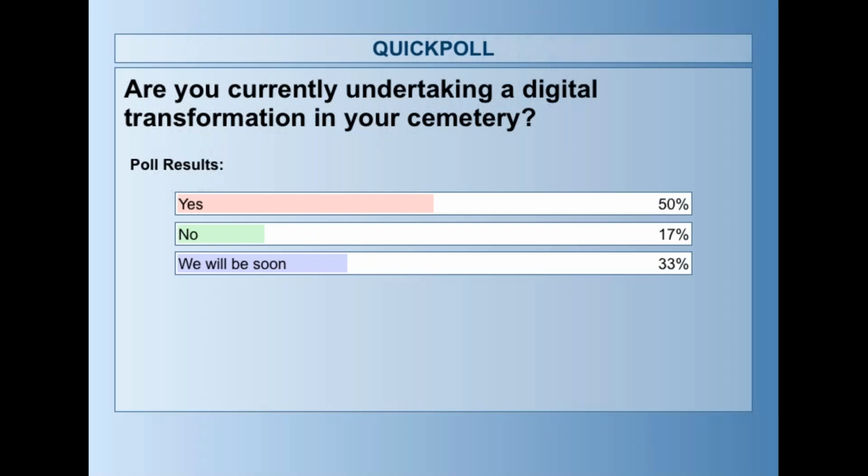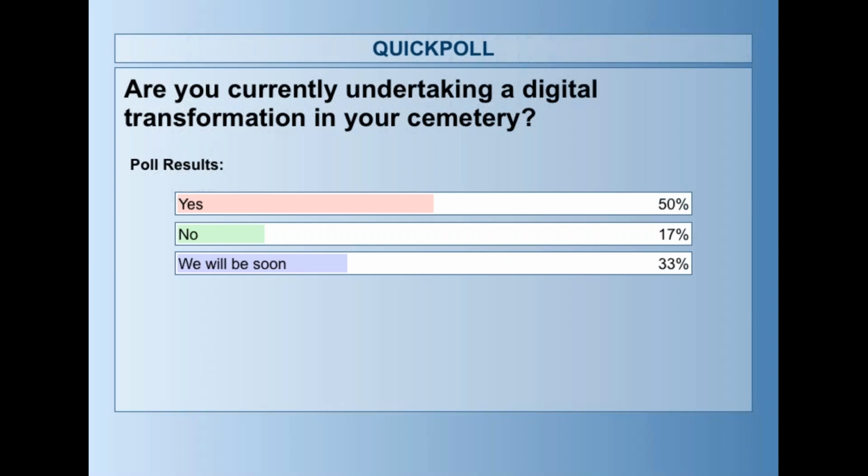Okay, so we've got the results in here. I don't know if you guys can see them, but I'm going to read them out here. So 50% of you guys are saying that yes, you are currently in some degree of a transformation project. 17% no, and 33% saying you will be soon. So a very, very heavy steer to either being in the process or teeing that up right now.